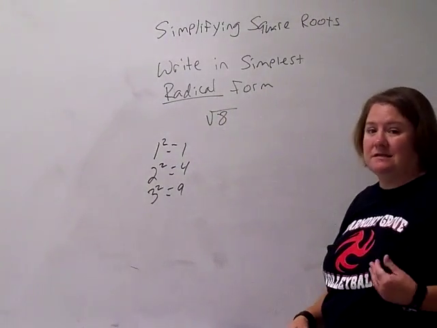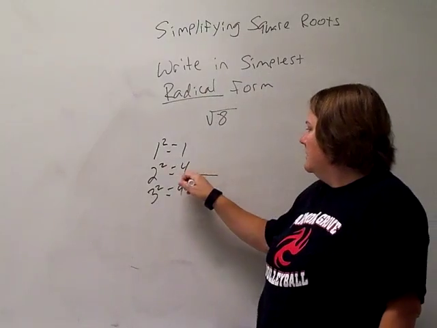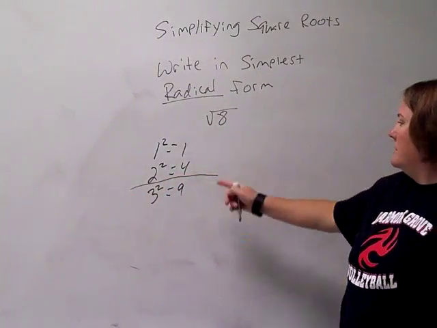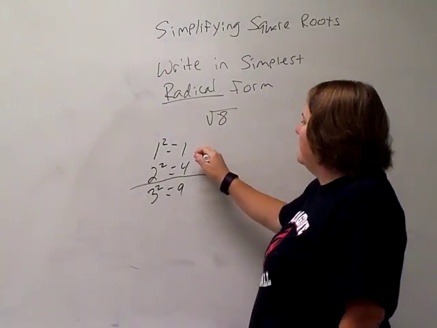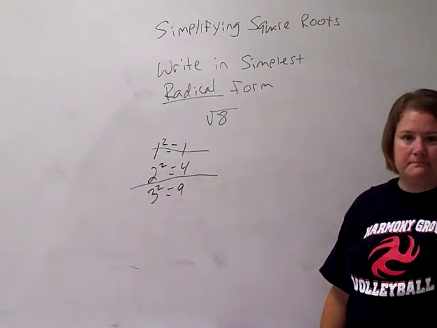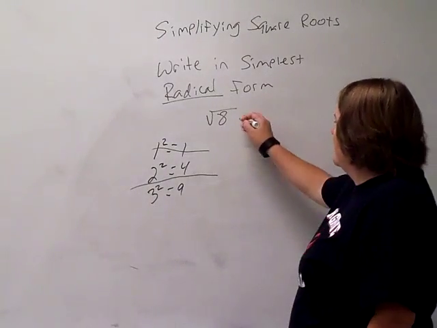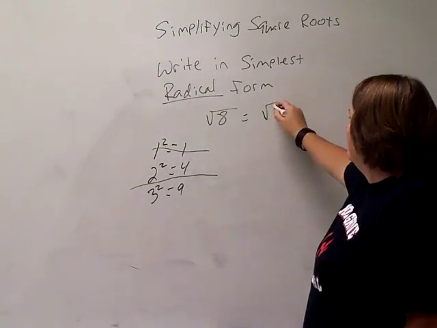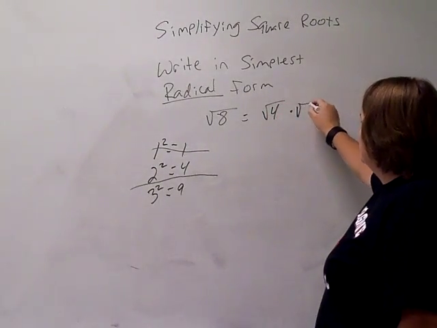I'm looking for it to go into 8, so it's got to be smaller than 8, so it's got to be one of these. 1 will go into everything, so that doesn't really help me. So my question is, will 4 go into 8? Yes. 4 will go into 8 2 times. So the square root of 8 is the same as the square root of 4 times the square root of 2.